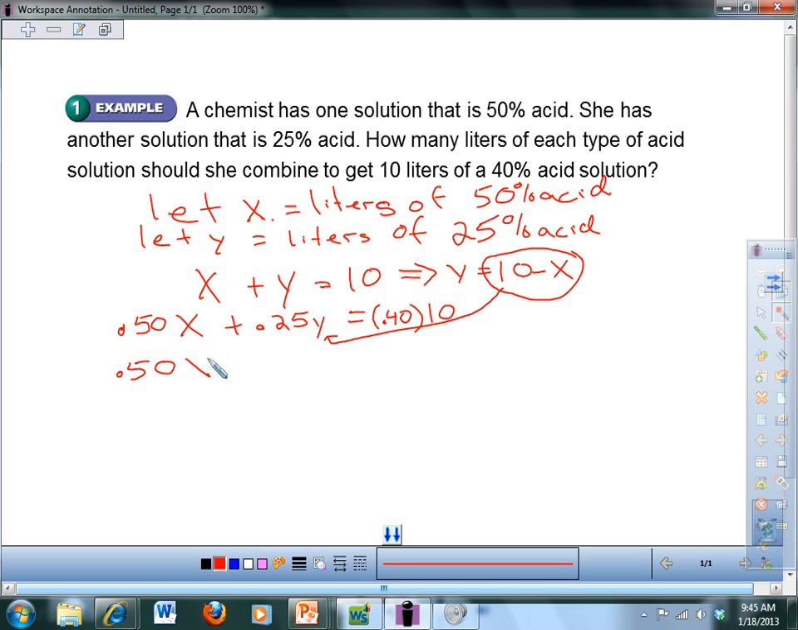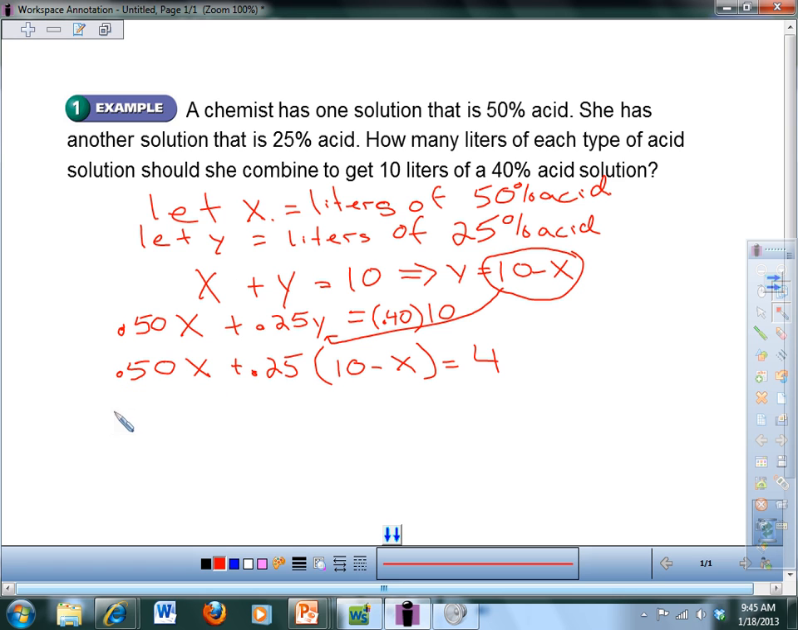Okay, 0.5X plus 0.25 times 10 minus X equals, what's 0.4 times 10? You guys know? 0.4 times 10? I'll give you a hint. It doesn't have a decimal in it. It's 4. Okay? It's just 4. And if you didn't know that, use your calculator. Okay?